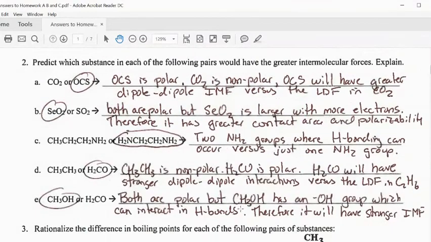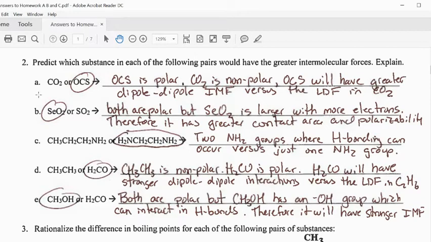All right. Predict which substance in the following pairs should have the greater intermolecular forces. So we ranked intermolecular forces, and the three primary ones are London dispersion forces, dipole-dipole, and hydrogen bonding, in that order. London dispersion force is the weakest, then dipole-dipole, and then the strongest of the three primary ones is hydrogen bonding.